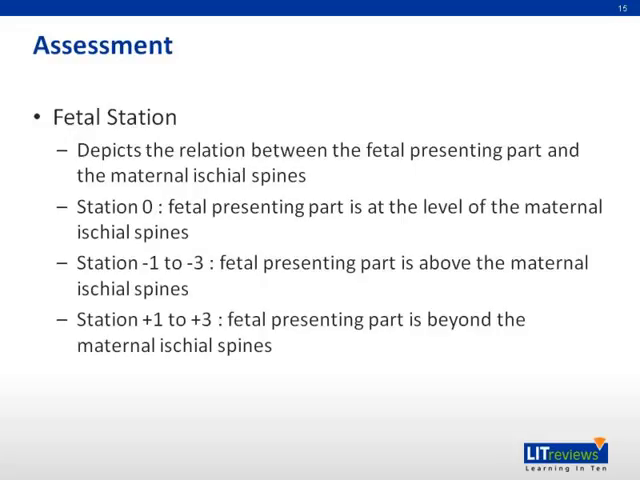Fetal station depicts the relationship between the fetal presenting part and the maternal ischial spines. Station 0 is when the fetal head is at the level of the ischial spines. Stations +1, +2, and +3 is when the presenting part is beyond the ischial spines. Stations -1, -2, and -3 is when the presenting part is above the ischial spines.